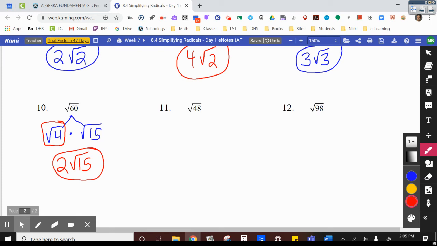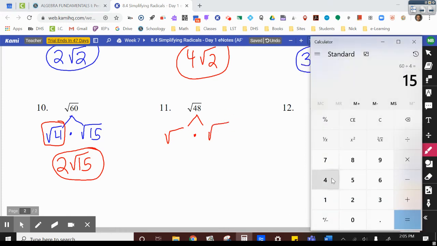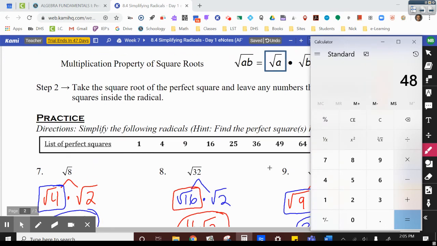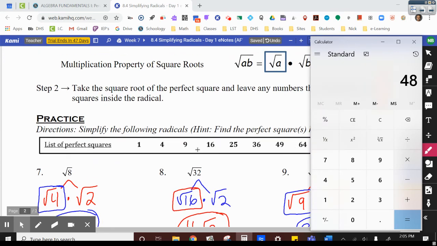Let's see, number 11, we have the square root of 48. Again, I'm going to break up this root 48 into two numbers. To find out what those numbers are, we're just going to start dividing. We take that 48 and start dividing down the line. I'm not going to start with 49 because 49 is too big. 36 is probably not going to work, that's too big also. I know 25 doesn't go into it. So the next logical one to try is 16. We take 48 and divide it by 16 and see if this comes out evenly.